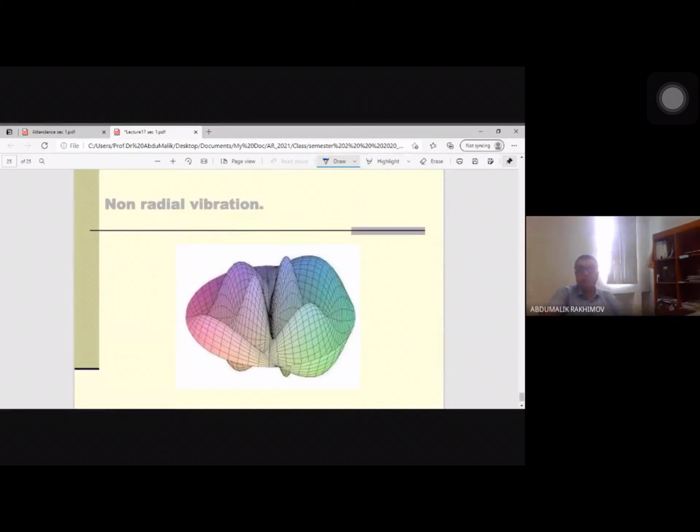You see, when you have non-radial vibration, the vibration will be like this, not symmetric. Actually, this topic of non-radial vibration is not a topic which we will discuss, but I just give you some introduction, some information about it. You must know the radial vibrations, okay? Any questions?